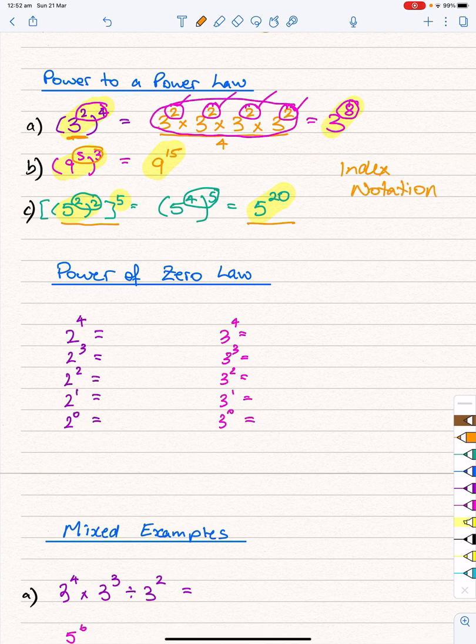Now, I don't want to know what 5 to the power of 20 is. It's a very, very long answer, and it's not really going to be helpful to us. Simplifying is what we want.